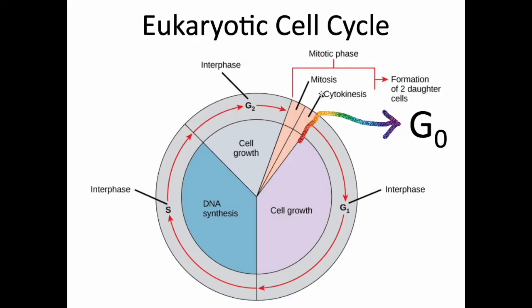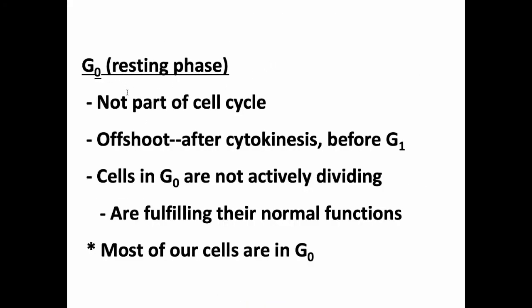Cells in G0 finish cytokinesis, and then instead of going back to G1 and starting the whole thing again, will go off and be G0 instead. So again, this is kind of an offshoot, not technically part of the cell cycle. G0 is also known as resting phase. I really don't like that term, but it is the term that is used, and I'll explain why I don't like it. But G0, also known as resting phase, is not part of the cell cycle. It's an offshoot after cytokinesis, but before G1.